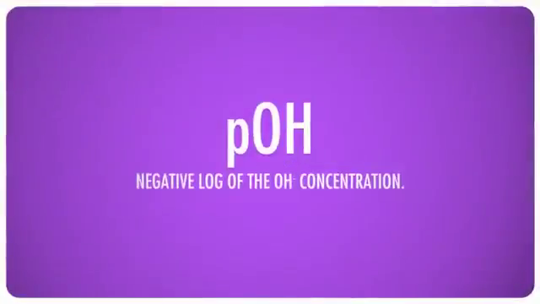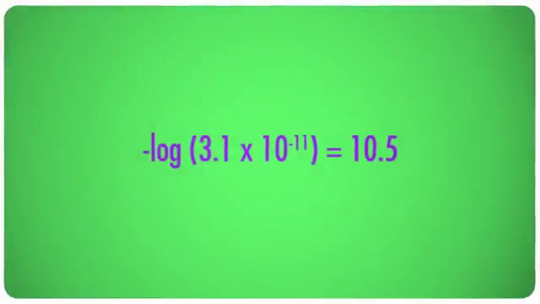And once we have the concentration, we can take another step. We can find the pOH of the solution, which is similar to the pH, simply the negative log of the OH concentration. The pOH in this case is 10.5.